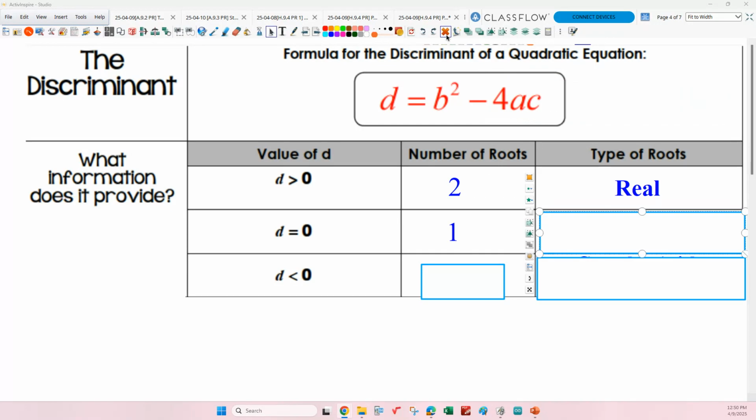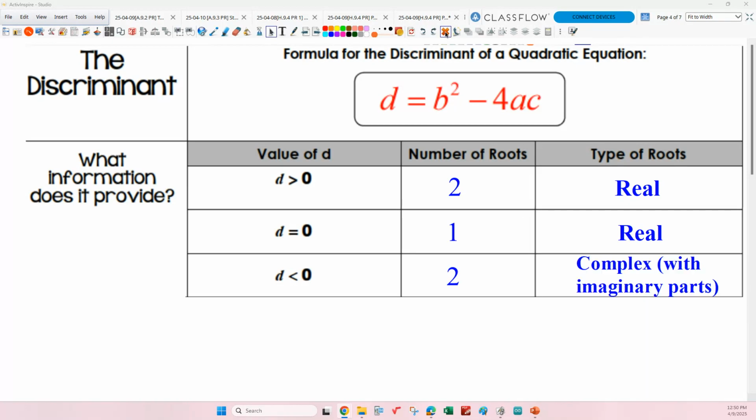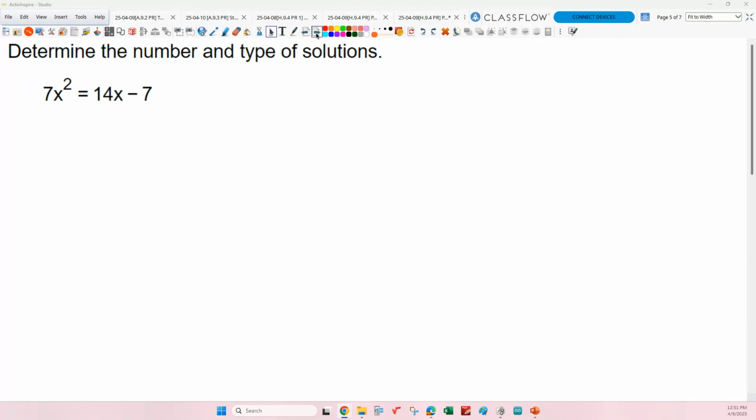Real. Good. One real. If the discriminant is negative, show me with your fingers. How many solutions do we get? Good. We get 2. And they are imaginary or non-real, or whatever you want to call it. Complex with imaginary parts. They all mean the same thing, right? Okay. So let's just try a couple of these.